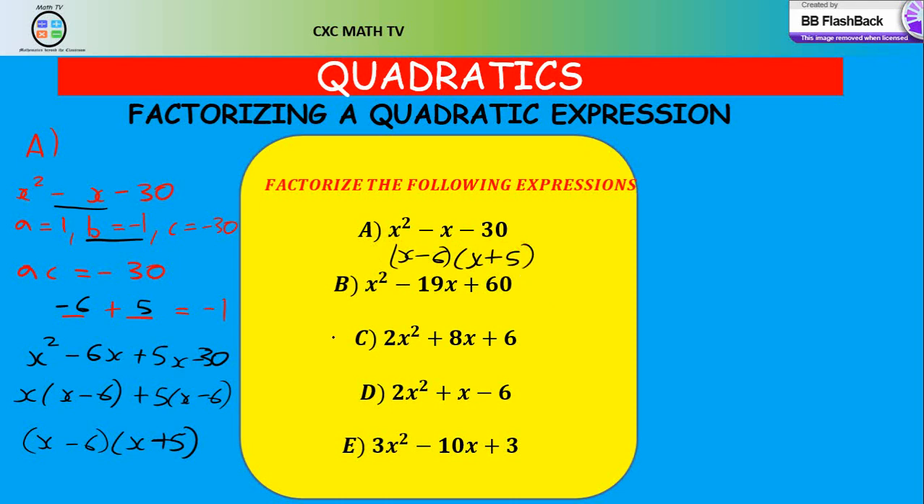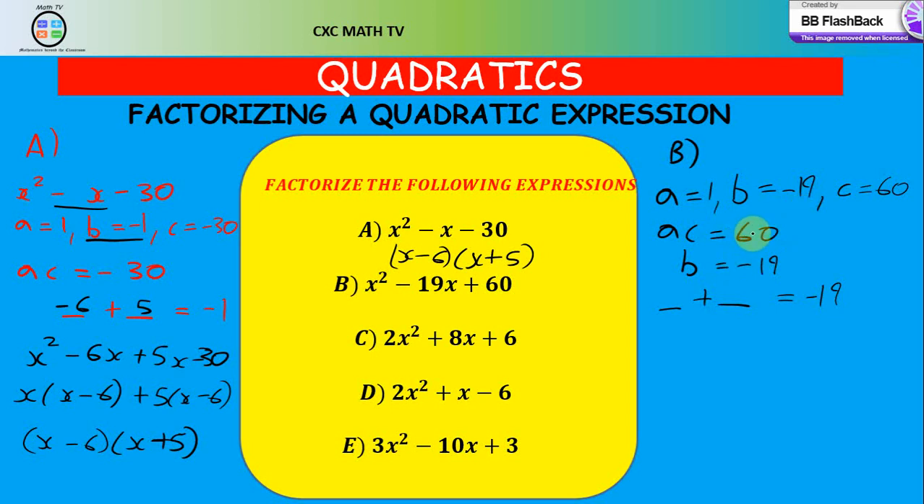The next one now, let's do B here. We write down A is 1, B is negative 19, C is 60. Then we multiply A times C. 1 times 60 is 60. B is negative 19. Which two numbers, when we multiply them, will get 60, but when we add them will get negative 19? So we have to think about those two numbers.